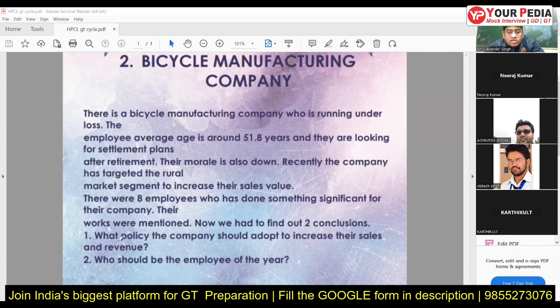And what policy changes should be brought, I have already discussed with you. So this way I think we could have discussed this entire group discussion.